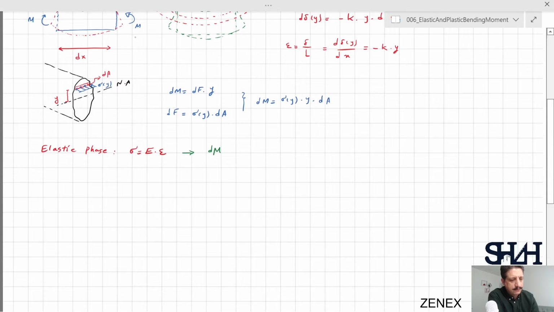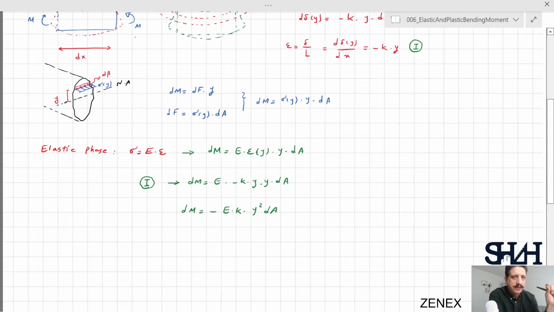So differential of moment will be E times epsilon at the elevation of y dA. By recalling equation 1 and substituting instead of epsilon, y, then differential of moment will be E times minus kappa y times y dA. And finally, we can write down that this is minus E kappa y squared dA. So this is for a tiny ribbon of the element.